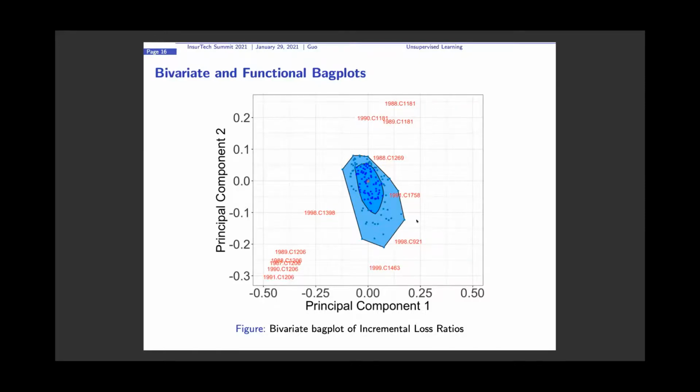But we can see that our PCA scores are clearly not bivariate normally distributed. So we have a bunch of outliers. We have almost 10% of the observations as outliers here.